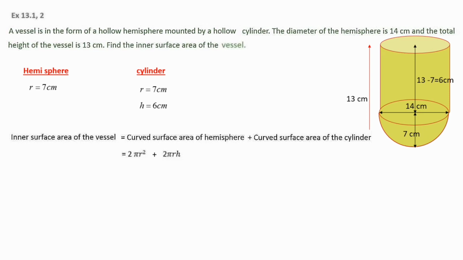So remember here total surface area is not calculated because it is a hollow hemisphere and a hollow cylinder, and we are asked to calculate the inner surface area of the vessel. So we need to add the curved surface area of cylinder and curved surface area of hemisphere only. Let's substitute it.